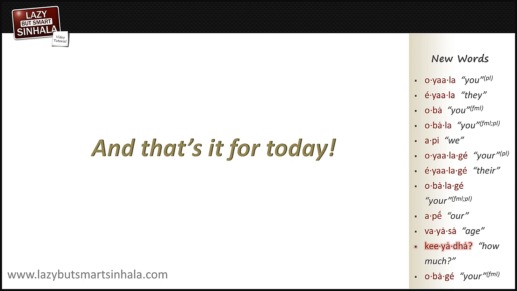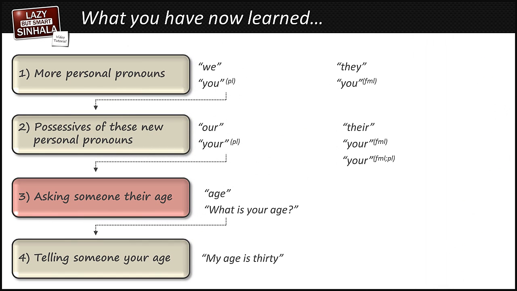And that's it for today. Let's recap what you have learned at the end of this episode. You now know some new personal pronouns. You know that we is api, plural you is oyala, they is eala, formal you is oba, and the plural of formal you is obala.